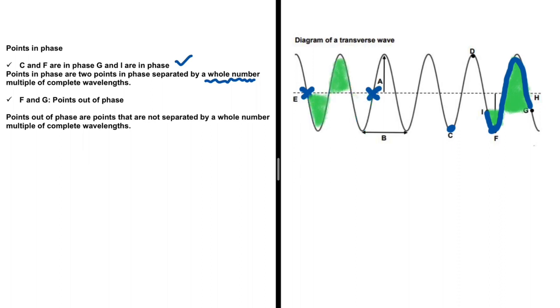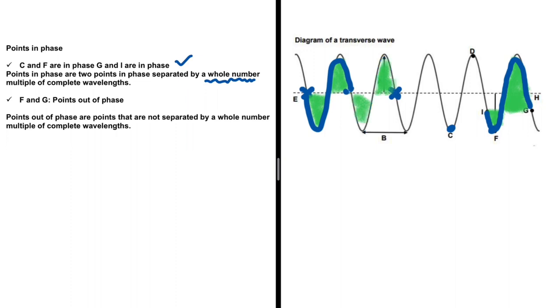But if we move that point and we put it here, then they're going to be in phase because they're separated by 2 wavelengths, right? This is 1 and this is 2. So those 2 points, they're now in phase because they're separated by 2 complete wavelengths.